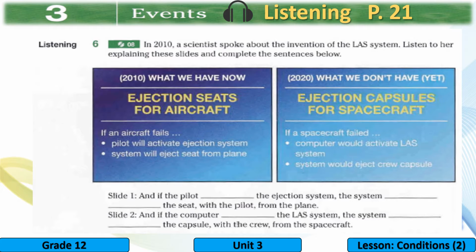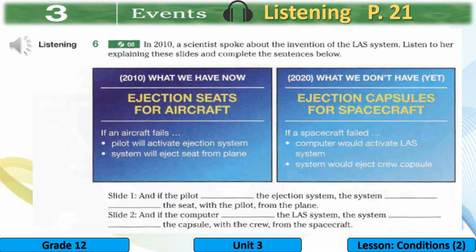The first one, the slide to the left, talks about what we already have now, the year 2010. And the second slide to the right talks about what we don't have yet, 2020. After we listen carefully, you have to complete the spaces given down. So get ready.